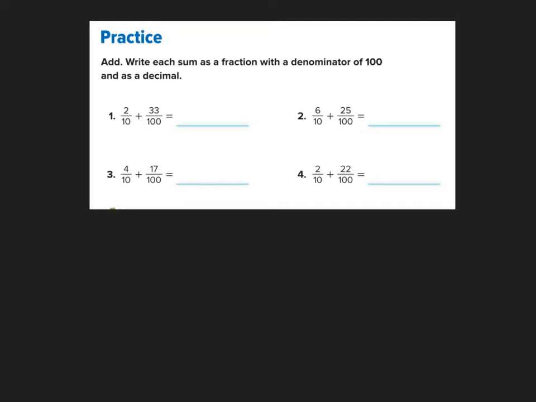Okie dokie. Add, write the sum as, okay, same directions. So for number 1, we need to multiply them both by 10. There we go. My pen wasn't wanting to work there. 20 plus 33 is going to get me to 53. That's not 60, it's 53 hundredths, or 0 and 53 hundredths.